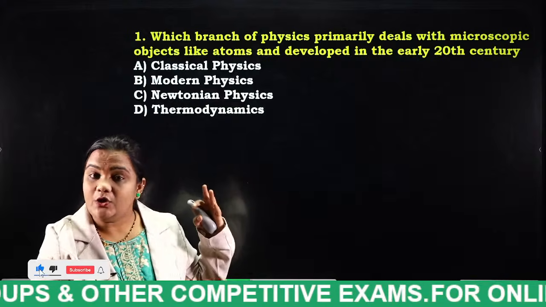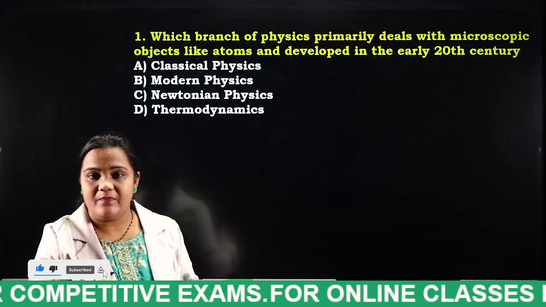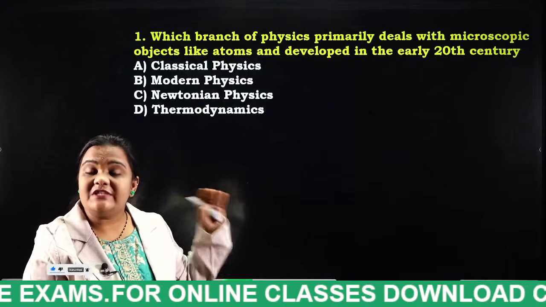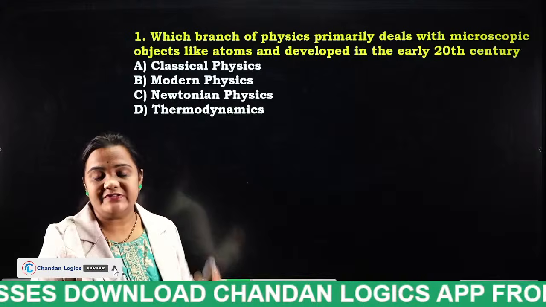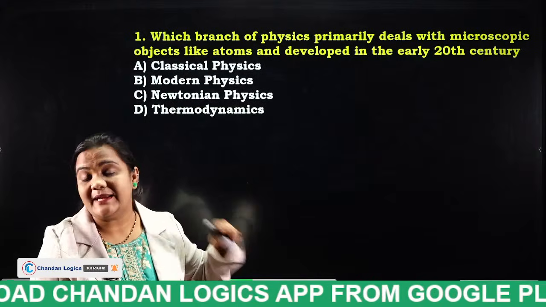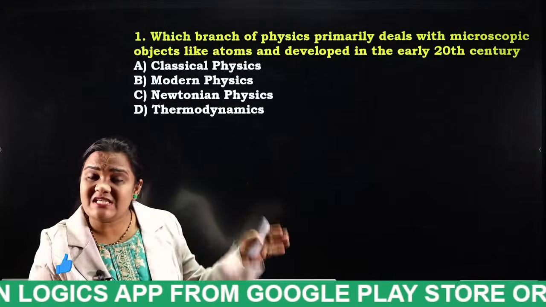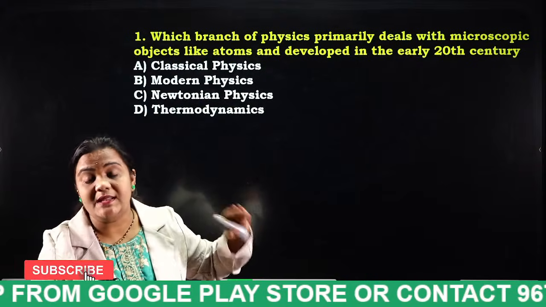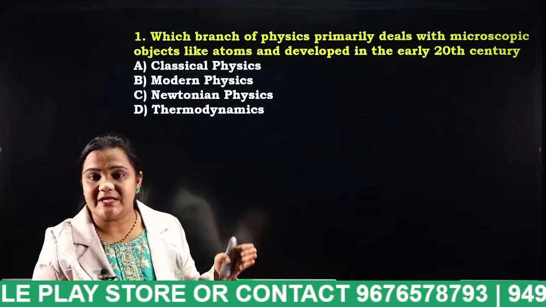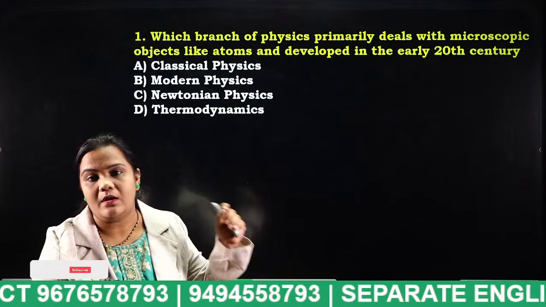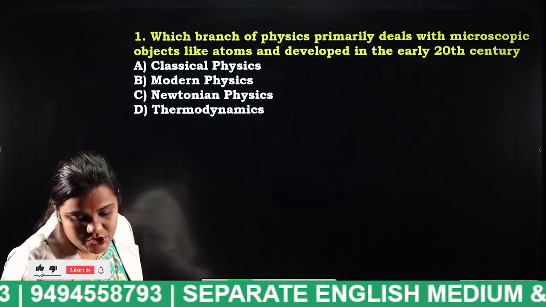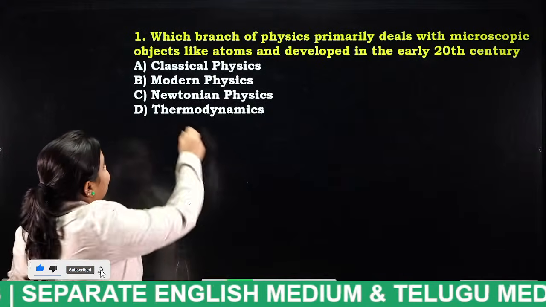I have already told you in the beginning of the session itself, the physics which deals with macroscopic phenomena is classical physics, and it was introduced prior to the 1900s. And the physics which was introduced in the beginning of the 20th century is considered as modern physics. It deals with microscopic particles. Now, tell me the answer, students. Very good. Modern physics.